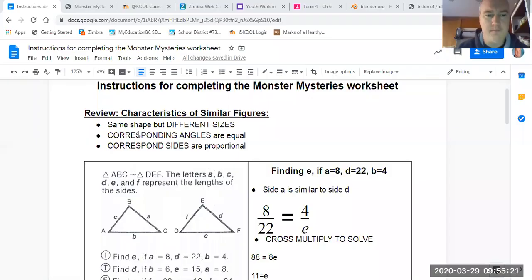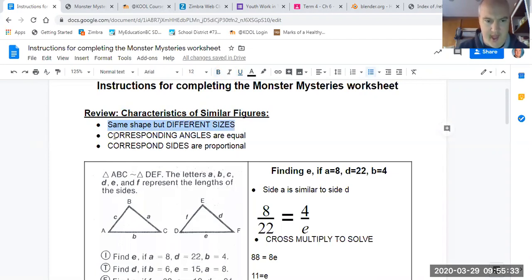If you recall, we've already talked about the characteristics of similar figures. One of the characteristics is that they have the same shape but different sizes. The other thing that they have in common is that they have corresponding angles that are equal. That's not to say that every single angle in each of the shapes is exactly the same, but it means that if we take a look at the largest angle in one figure, it is going to be the exact same degrees as the largest angle in the other figure.